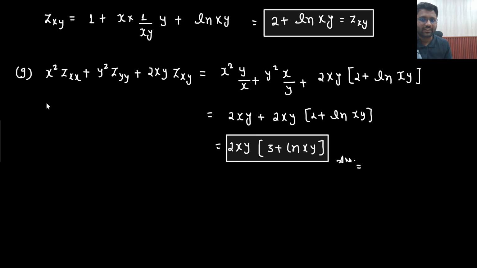Whatever you have calculated, calculate it at x equals to 1 and y equals to 1. So you put x equals to 1, y equals to 1, ln 1 will be 0. Here you put 1, 1, it will be 1 only. So 2 into 3, answer will be 6. So these kind of questions are asked.